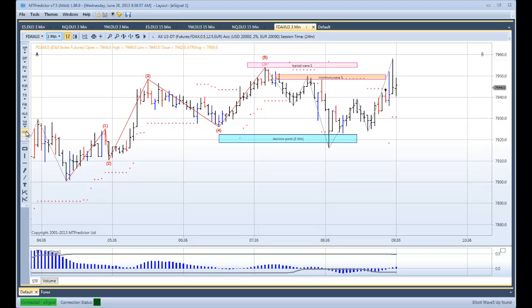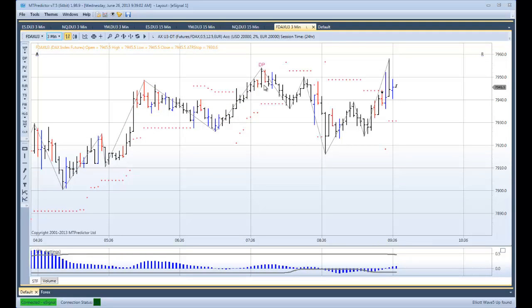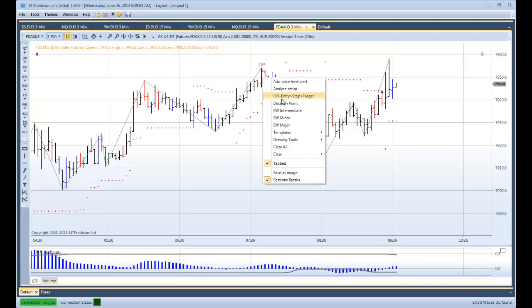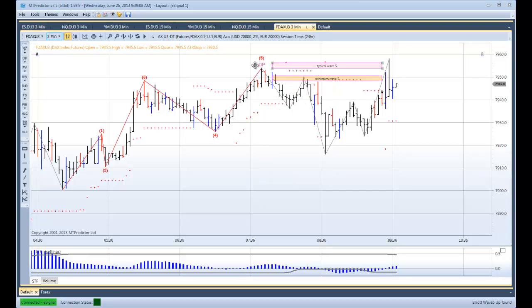So what does that mean for a potential trade setup? Well, what it means is if we are at the, oops, sorry, my mouse slipped there. There we go. If we're at the end of a 5-wave sequence, and at WPT support or resistance, in this case resistance, the more experienced MTPredictor users among you could then decide to go against the STF colour. So let's have a look at this trade setup.